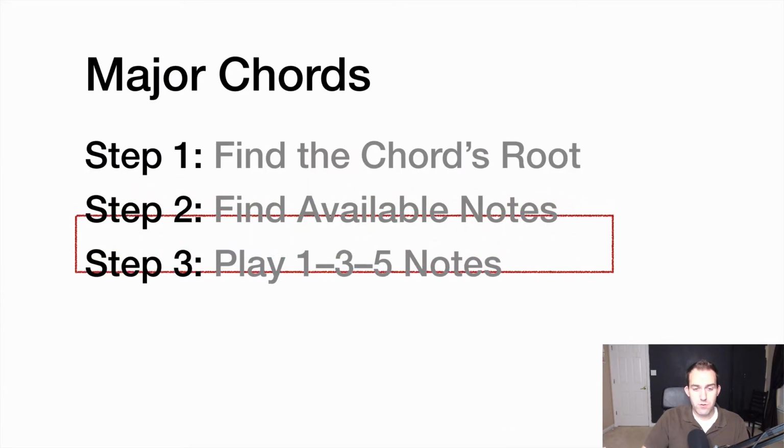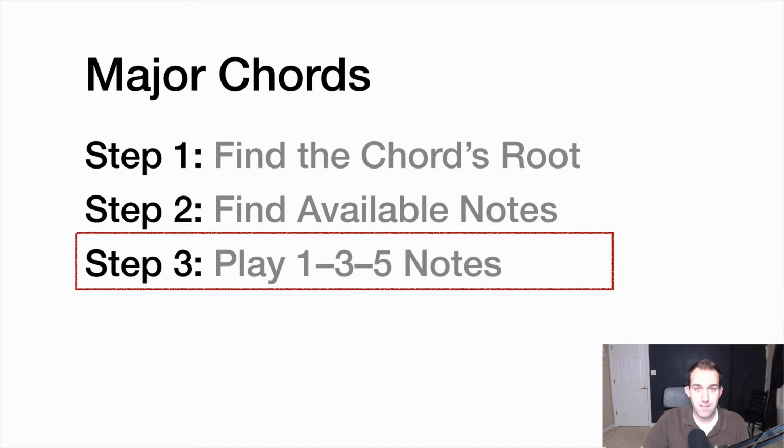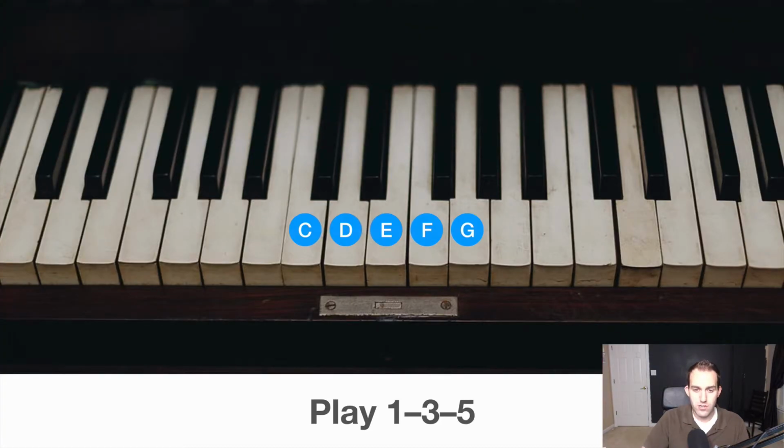Now we're going to go to step 3. We're just going to play the first, third, and fifth notes to get our major chord. So we're going to label or number these 1, 2, 3, 4, 5. And if you're thinking about the hand, your thumb is your 1 digit, 2 digit, 3, 4, and 5. And all we're going to do is play the first, third, and fifth note.